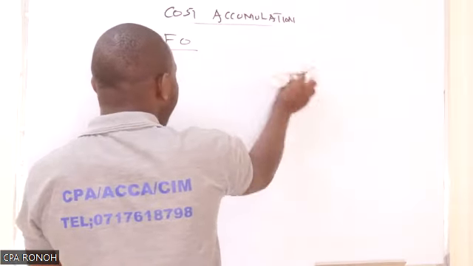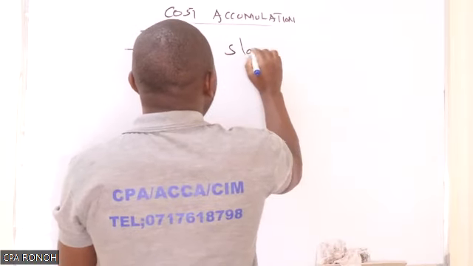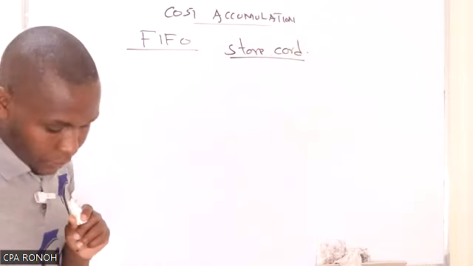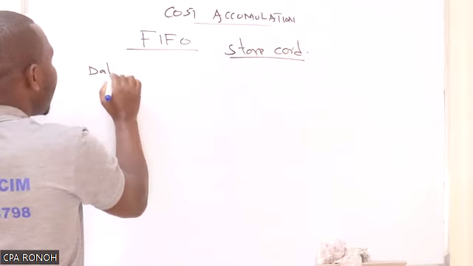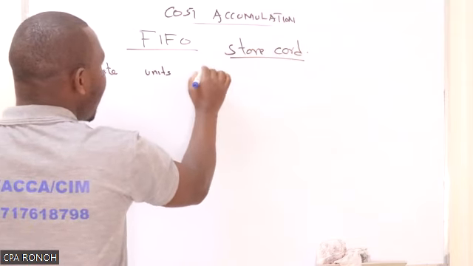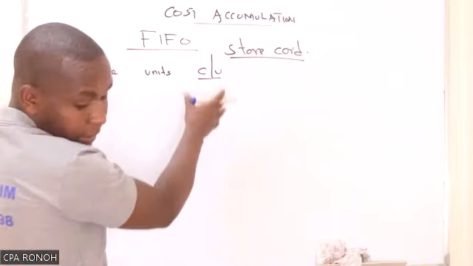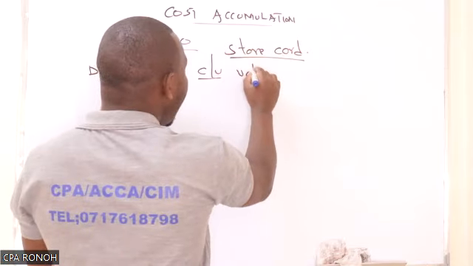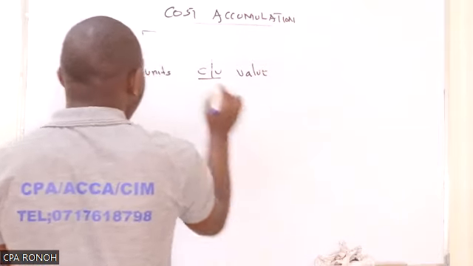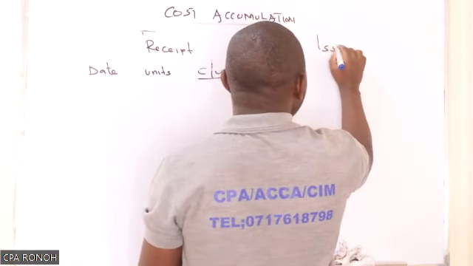So you can have the small format here before you prepare this as a store card. They normally call it a store card or a store ledger card. So you will have the date, after that the units, and then the cost per unit, then the value. You will be having two parts. The first part is the receipt, which is what you are receiving, and then we have another part.